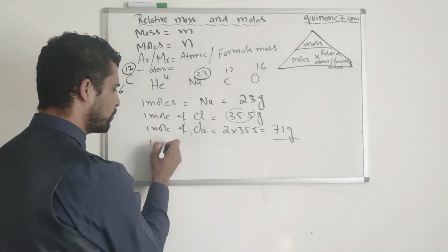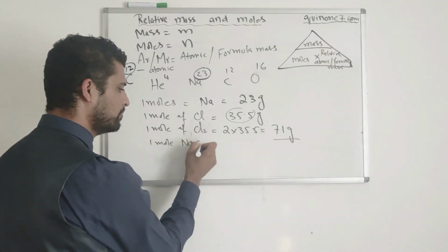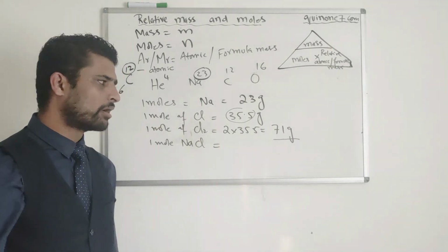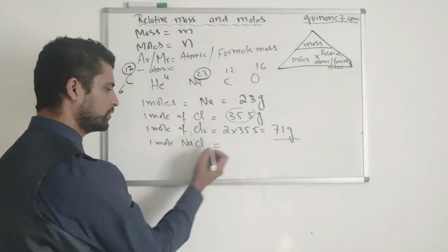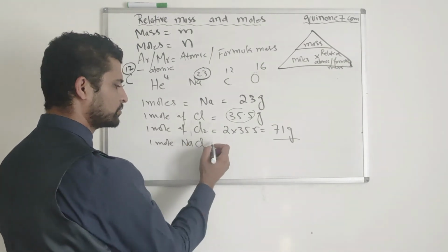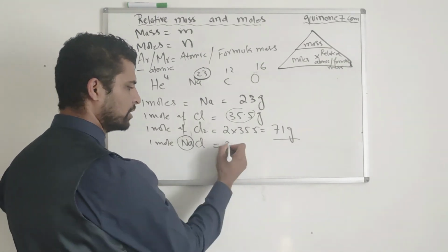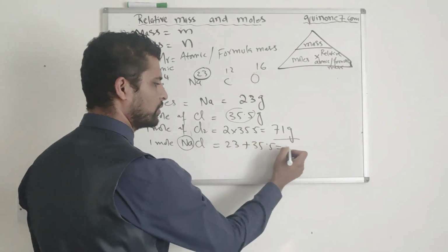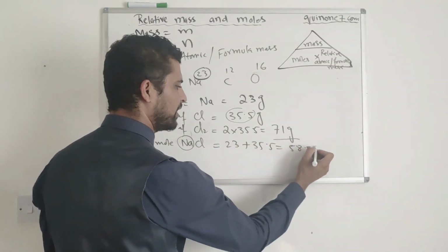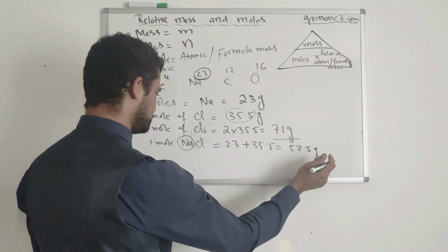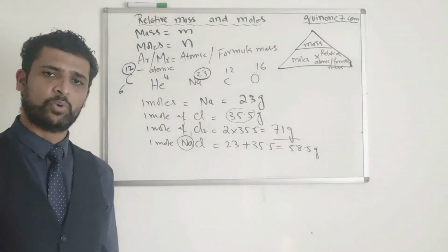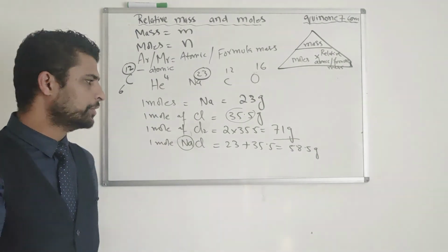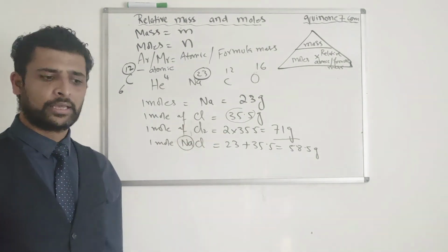Let's just say, more complicated, 1 mole of sodium chloride. How many grams are there? So what you can do is, you can say 1 mole is sodium chloride, this one is 23, chlorine is 35.5, so it's 58.5 grams in 1 mole. So it's pretty straightforward. All you have to do is put the value and you get it done in this way.